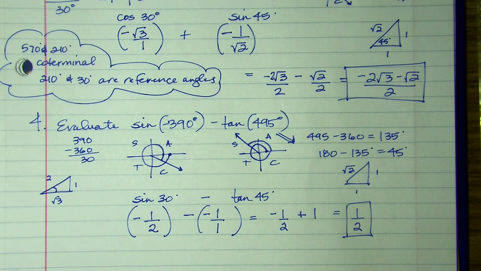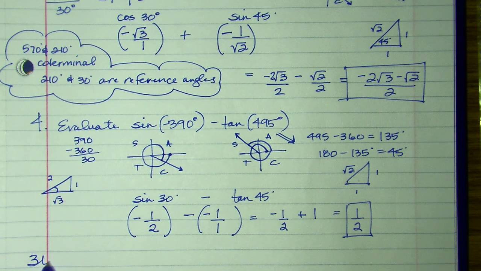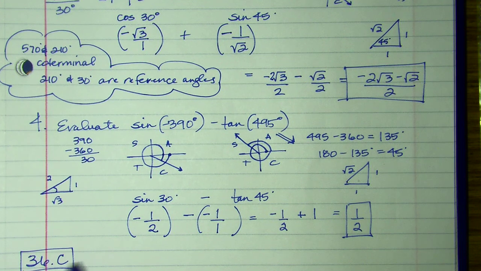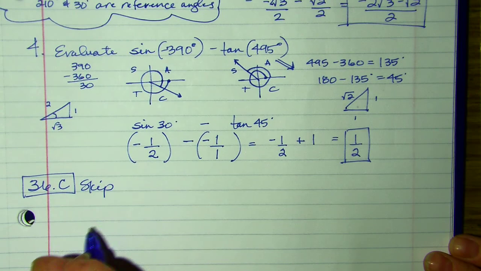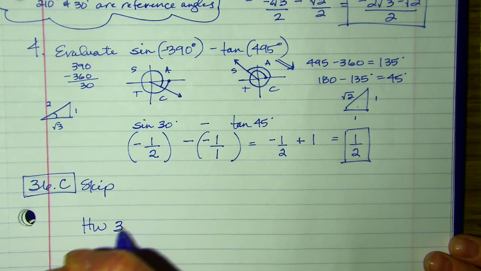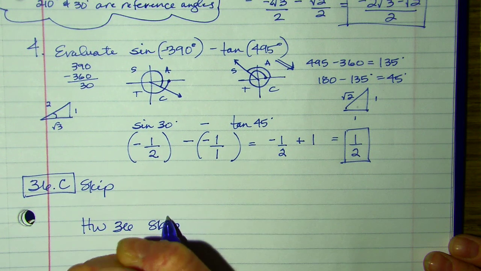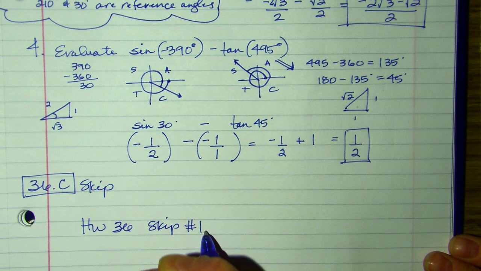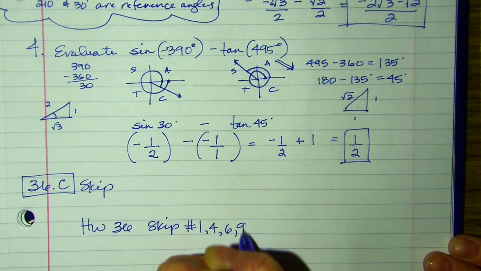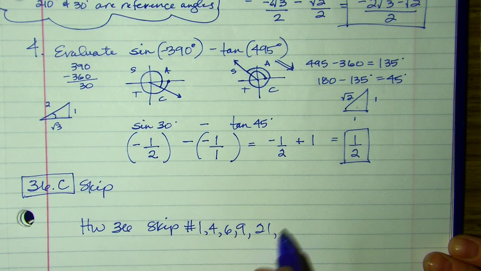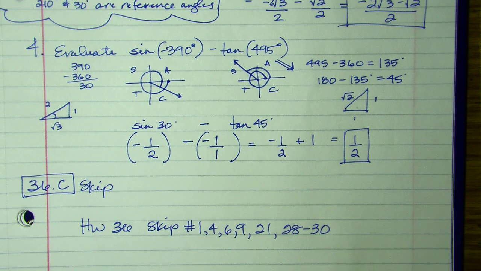And we're going to go ahead and go over, I'm not going to go over 36.C. We are skipping, so this actually finishes this lesson. For your homework for 36, we are going to skip numbers 1, 4, 6, 9, 21, and 28 through 30. You're welcome.